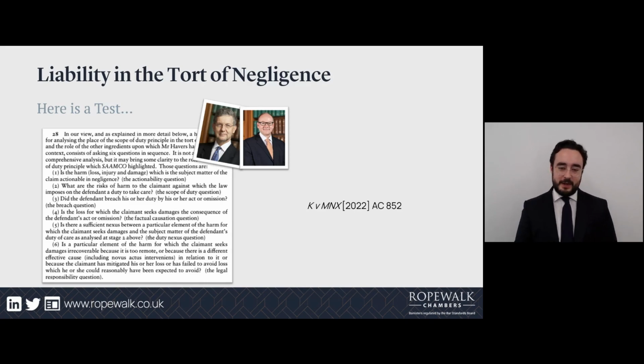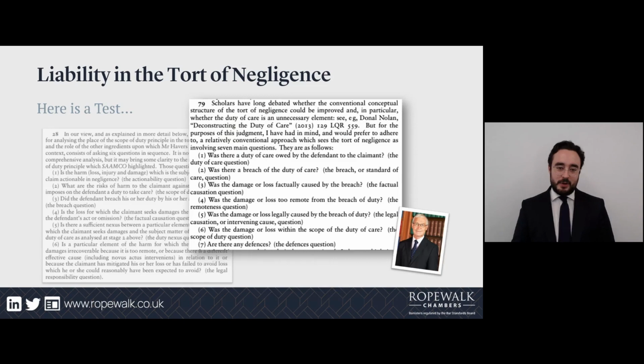But before we leave K v MNX, it's worth noting that in his minority judgment, Lord Burrows, who of course comes from an academic background, posited a more conventional list of questions. He had seven questions: duty of care, breach, factual causation, remoteness, legal causation, scope of duty, and defences. So separating out factual and legal causation, adding in scope of the duty and defences, but otherwise broadly consistent with that law school framework that I've looked at.